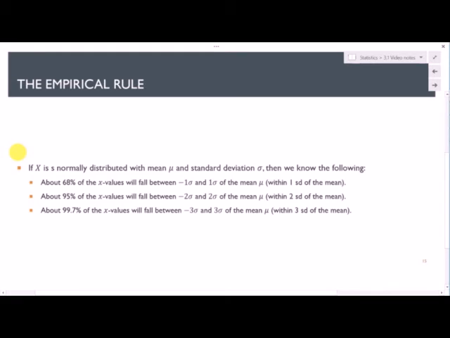The empirical rule tells us that if x is normally distributed with a mean of mu and standard deviation of sigma, then we know that about 68% of all of our values will fall within one standard deviation of the mean. About 95% of the values will fall within 2 standard deviations of the mean, and about 99.7% will fall within 3 standard deviations from the mean.